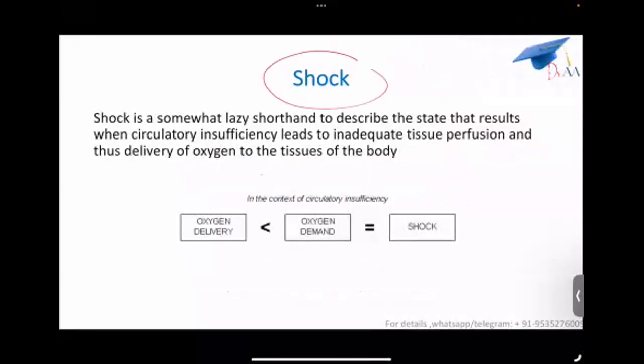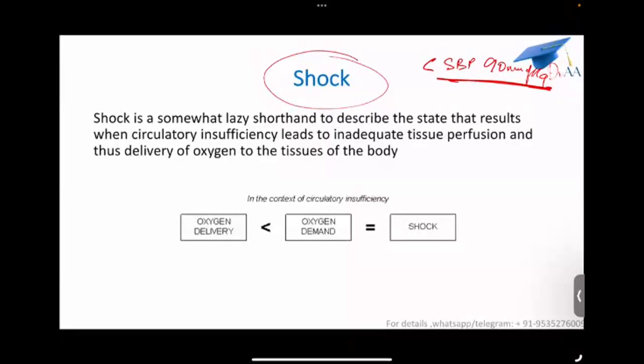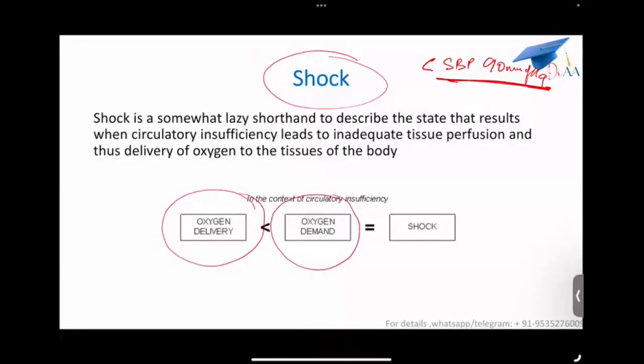Coming to the shock. Vaguely, most of us clinically practice shock as whenever there is a systolic blood pressure of less than 90 millimetres of mercury. But according to the textbooks, it is loosely defined as inadequate oxygen supply, where it is not able to meet the demand. The oxygen delivery is less compared to the oxygen demand of the tissue. Then we call it a shock.